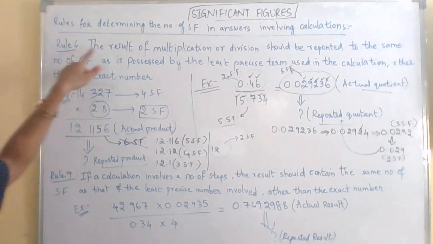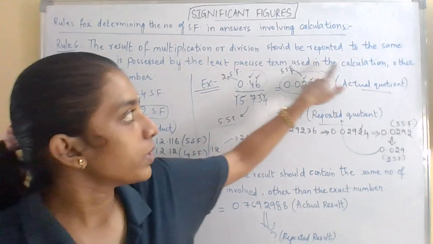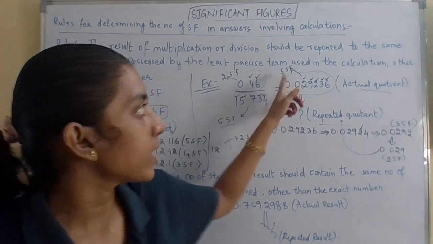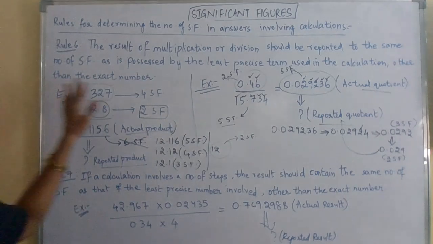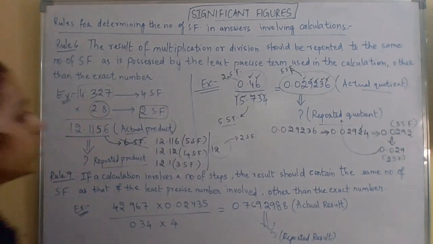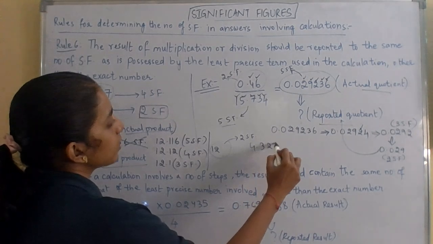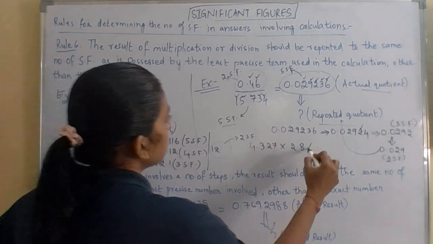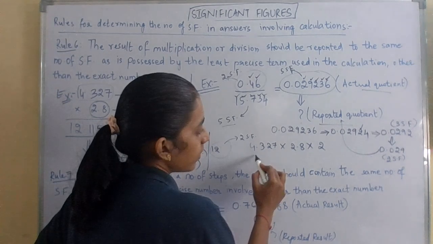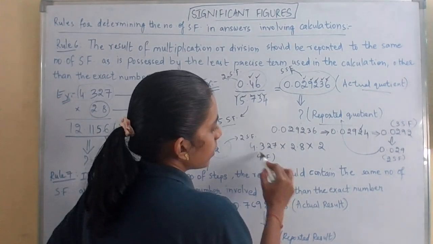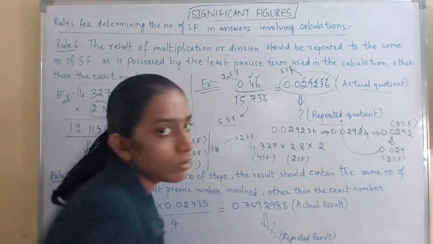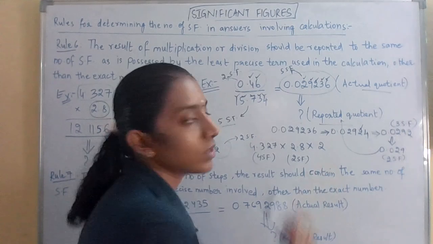The result of multiplication or division should be reported to the same number of significant figures as is possessed by the least precise term used in the calculation, other than the exact number. Sometimes what happens is, see here, 4.327 times 2.8 times 2. In 4.327 we have 4 significant figures. In 2.8 we have 2 significant figures. And this 2, will we say it has one significant figure?